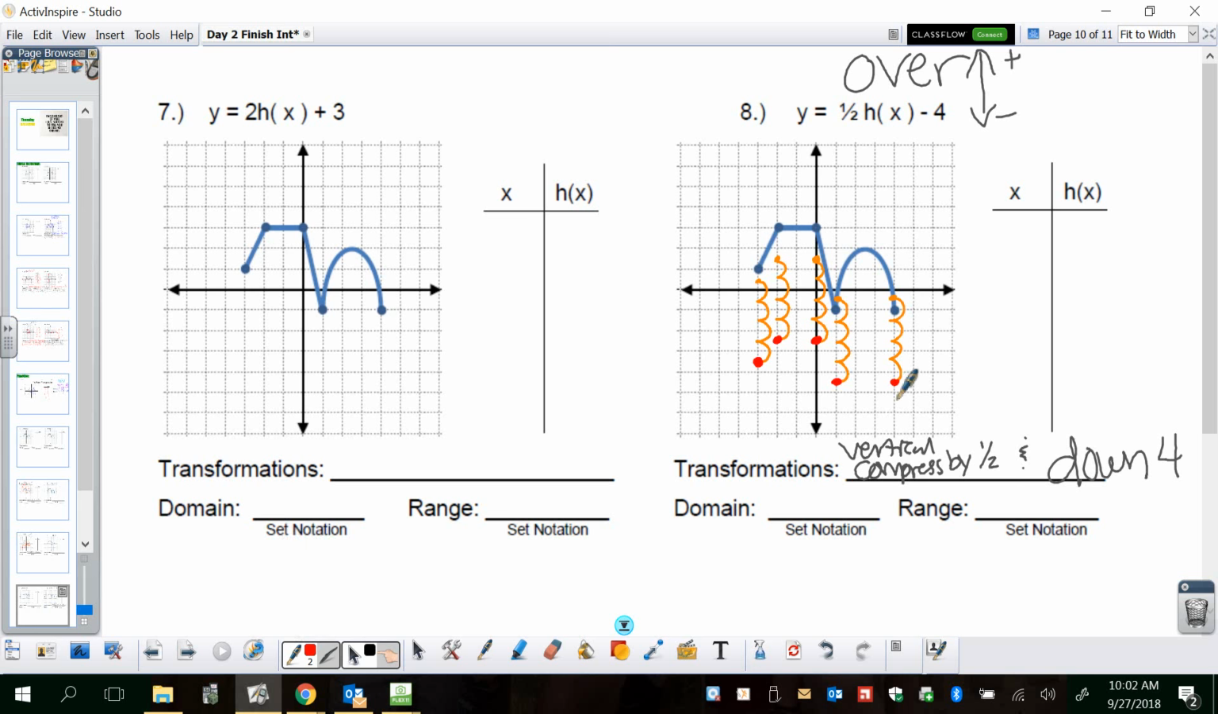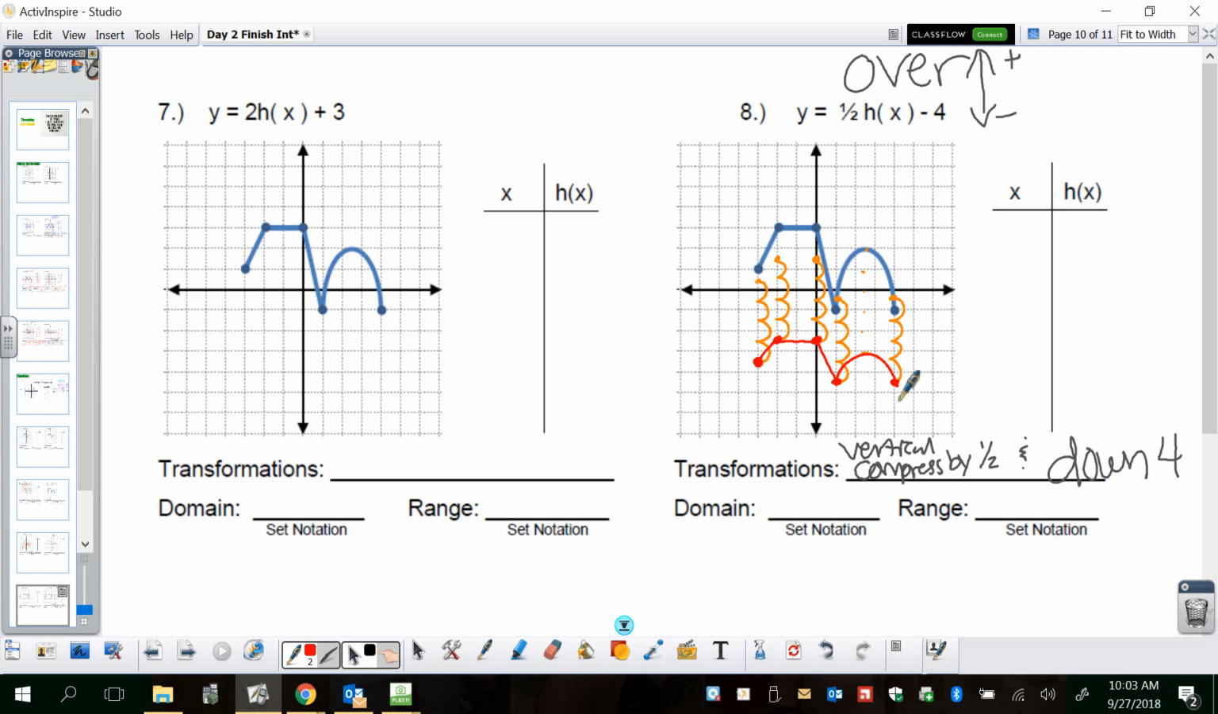Now, one thing I do want y'all to realize is that little loop is also going to be 1/2. So I always like to pay attention to where it started. It started at 2, right? Half of 2 is 1, and then down 1, 2, 3, 4. My loop is going to go up to that line. So I go up, over, down, loop. Is it vertically compressed? Is it shifted down 4? There is my new graph.